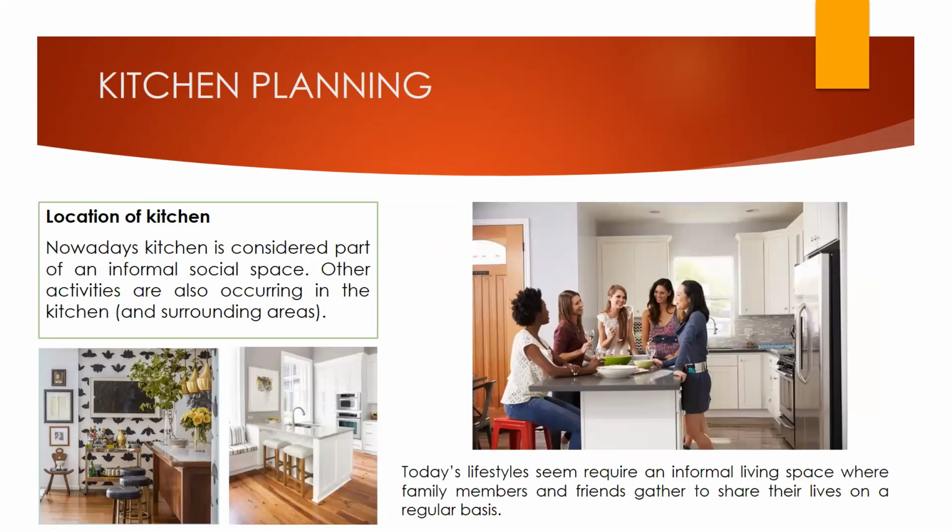Now it's different. Now the kitchen is considered part of an informal social space. Other activities are also occurring in the kitchen and surrounding areas. As you can see now, the kitchen, step by step, is more integrated with the other parts of the house, the social area, living room, etc. And there's another consideration we need to think about.